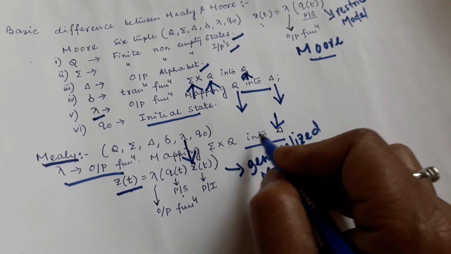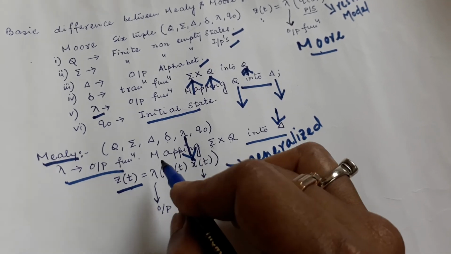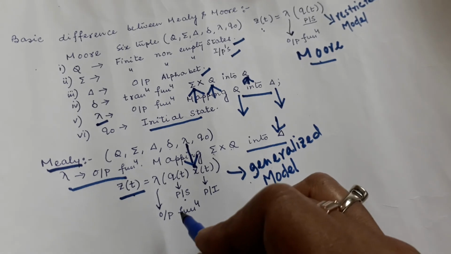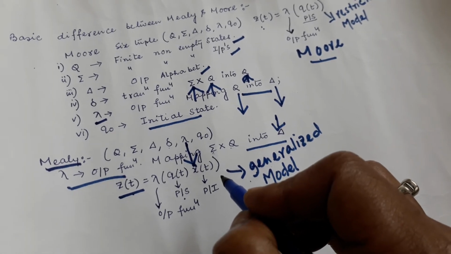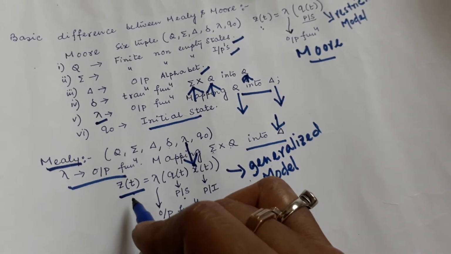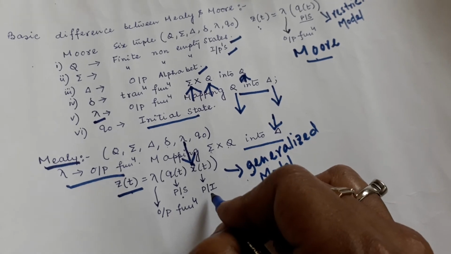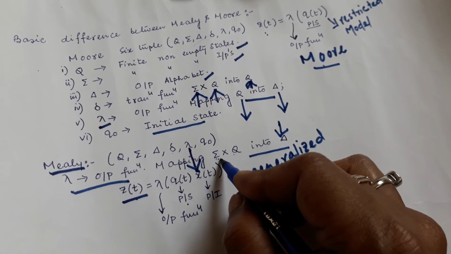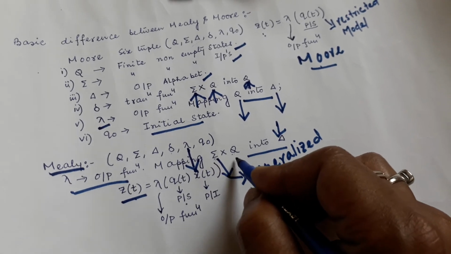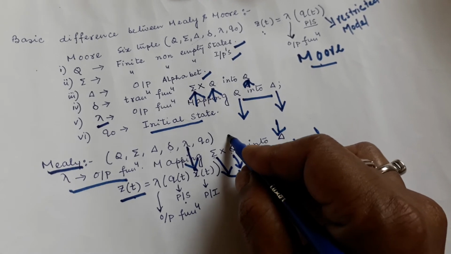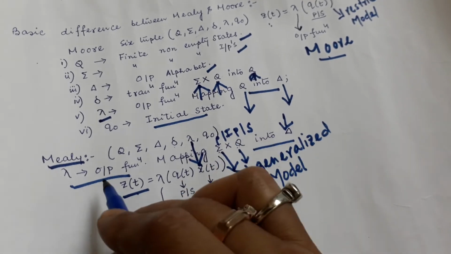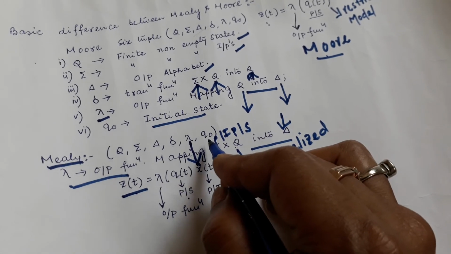That means this is the output over here. So this output is solely depending on the Mealy machine. We are talking about the Mealy machine, which is a generalized model, right? So as we already know, the output depends on the present states and the present input. So this is the present state and this is the present input, right? All the meanings remain the same, and q0 is the initial state.